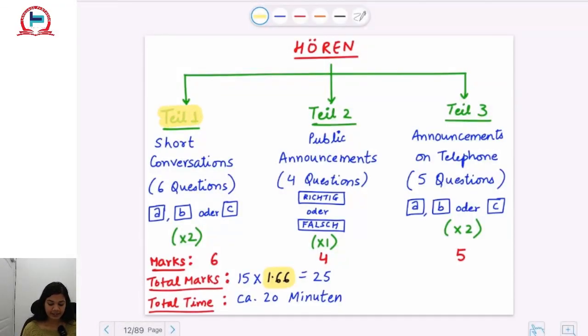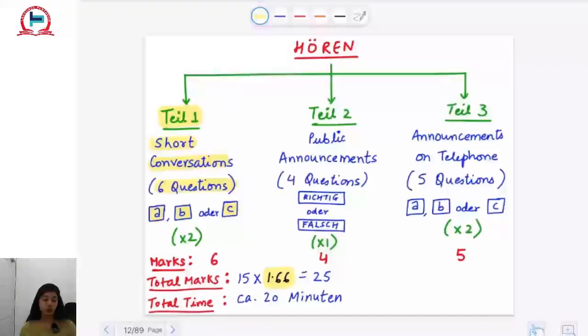Starting with Teil 1, you are given short conversations, like day-to-day life conversations, everyday life conversations. There are short conversations given and there are 6 questions given. The options in this part are A, B, oder C.